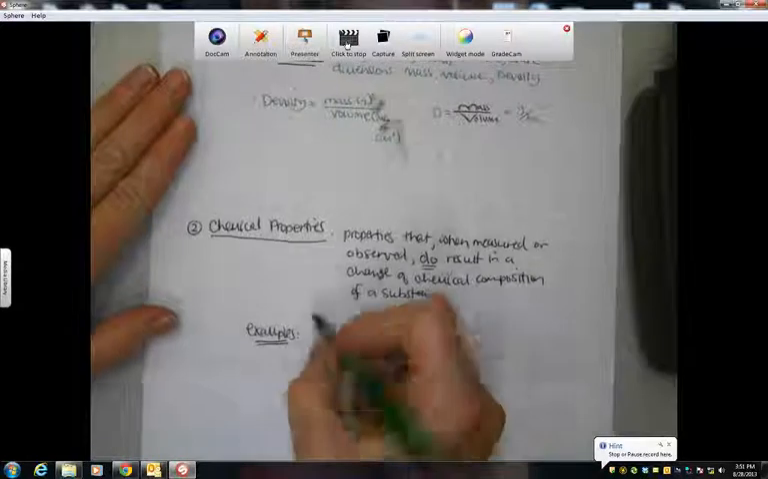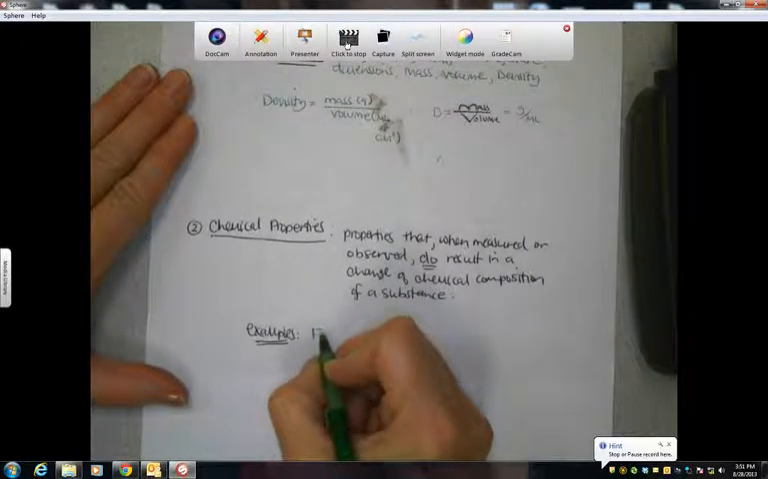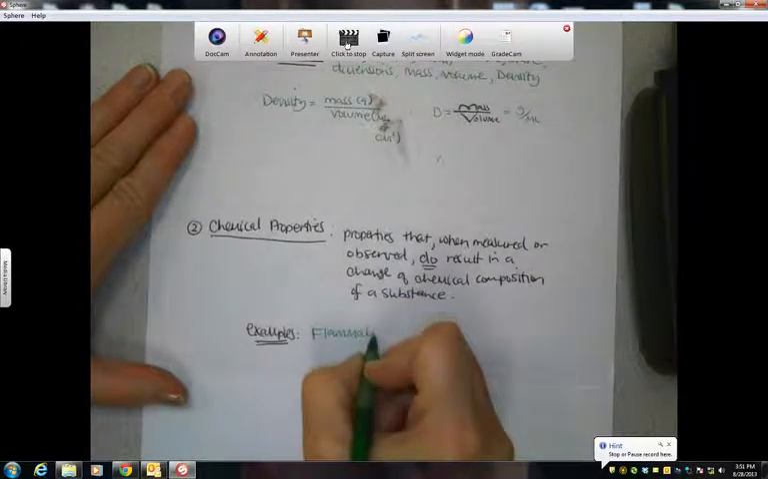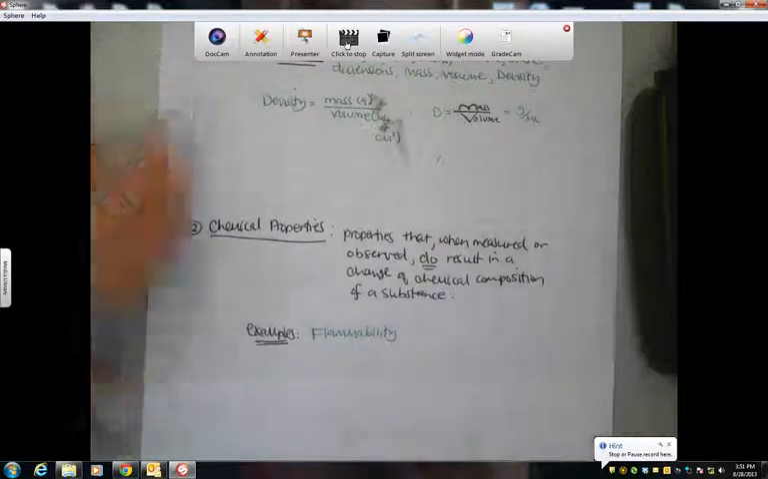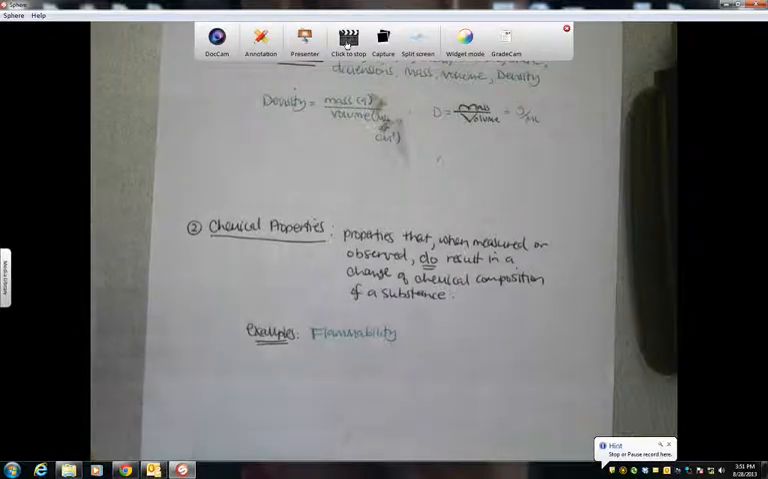So examples of chemical properties: flammability. Let's talk about other chemical properties. So we'll do something really simple.